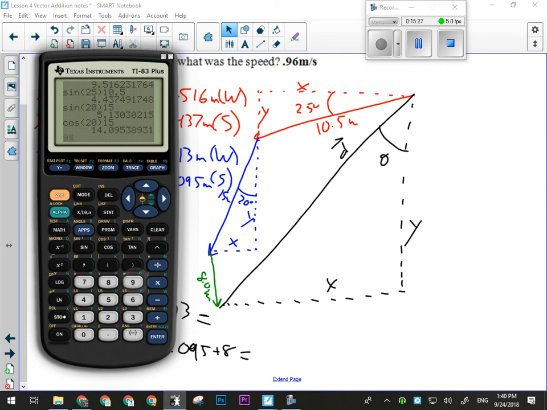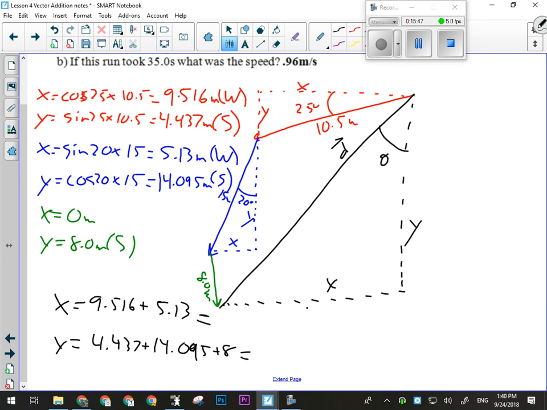Okay, so we got 9.516 plus 5.13. Okay, so we got 14.647 meters, okay, for that one, and it's west.